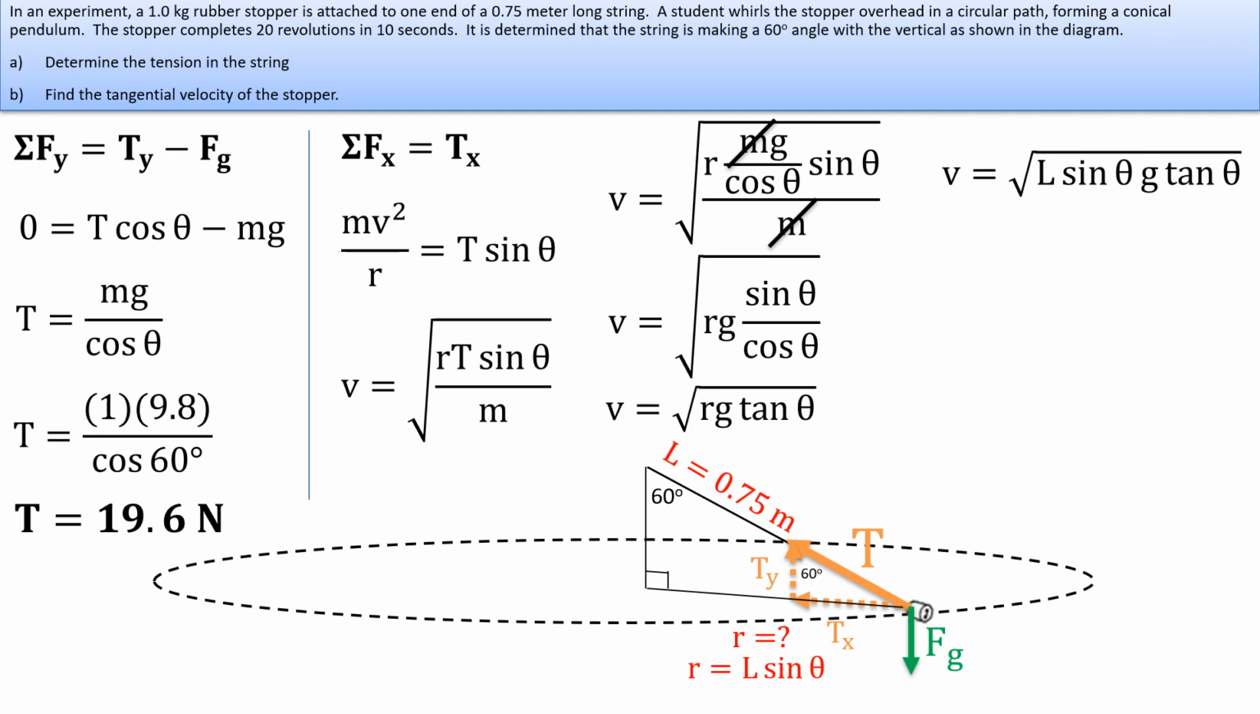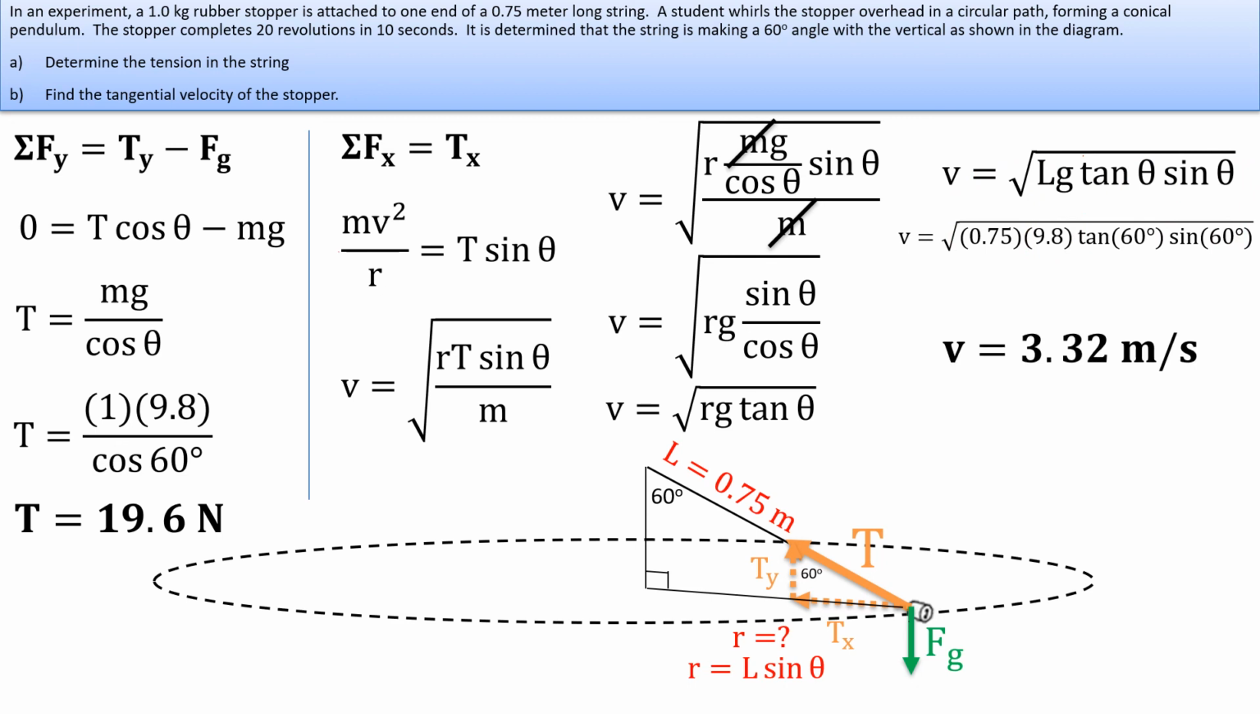So that's the modified shortcut, right? Because this is in the X direction and we're using sine, so it's a little weird on top of all the other weird stuff, but hopefully you're following me. So R just became L sine theta, and then we have the rest of it, g tan theta over here. Now, look how messy this is. It'd be nice to have those trig identities all to one side. So let's just move it over like that. And now we can plug in our numbers. We know the length of the string, we know we're on Earth, and we know the angle. And we could determine that the velocity is 3.32 meters per second.